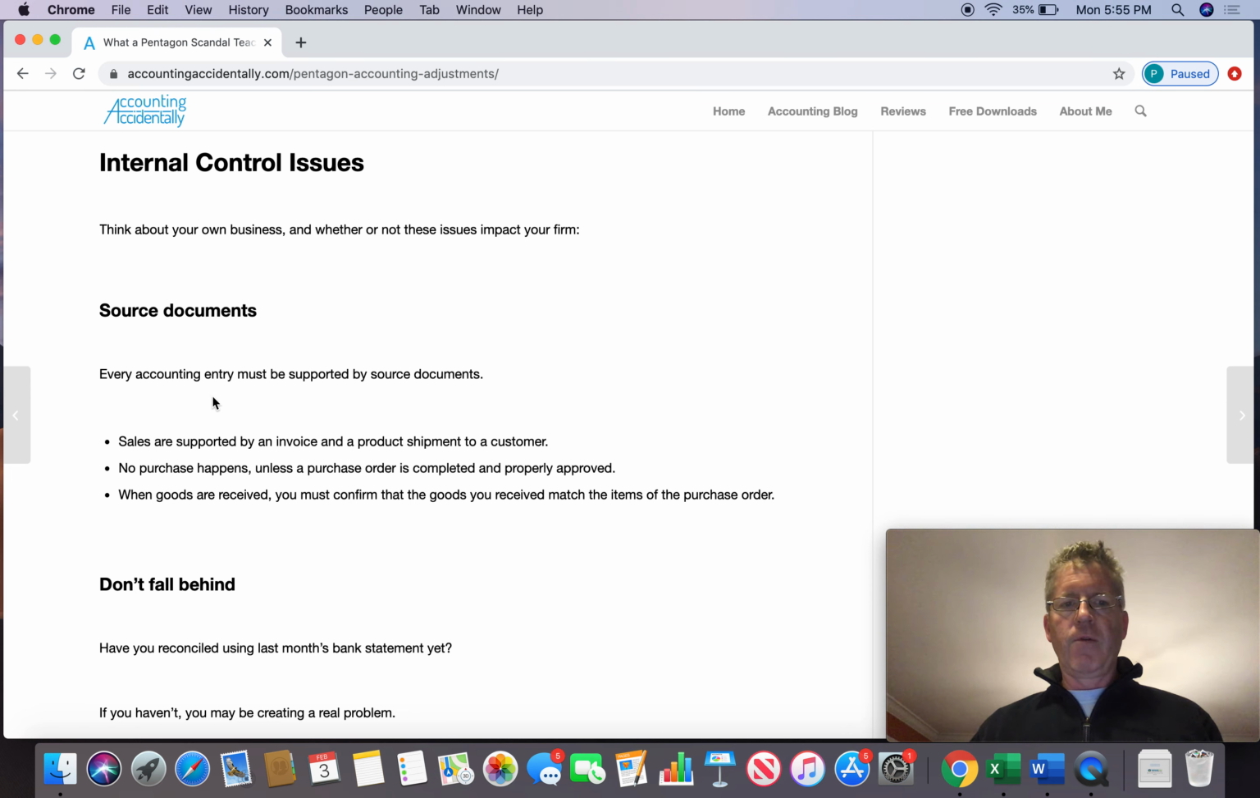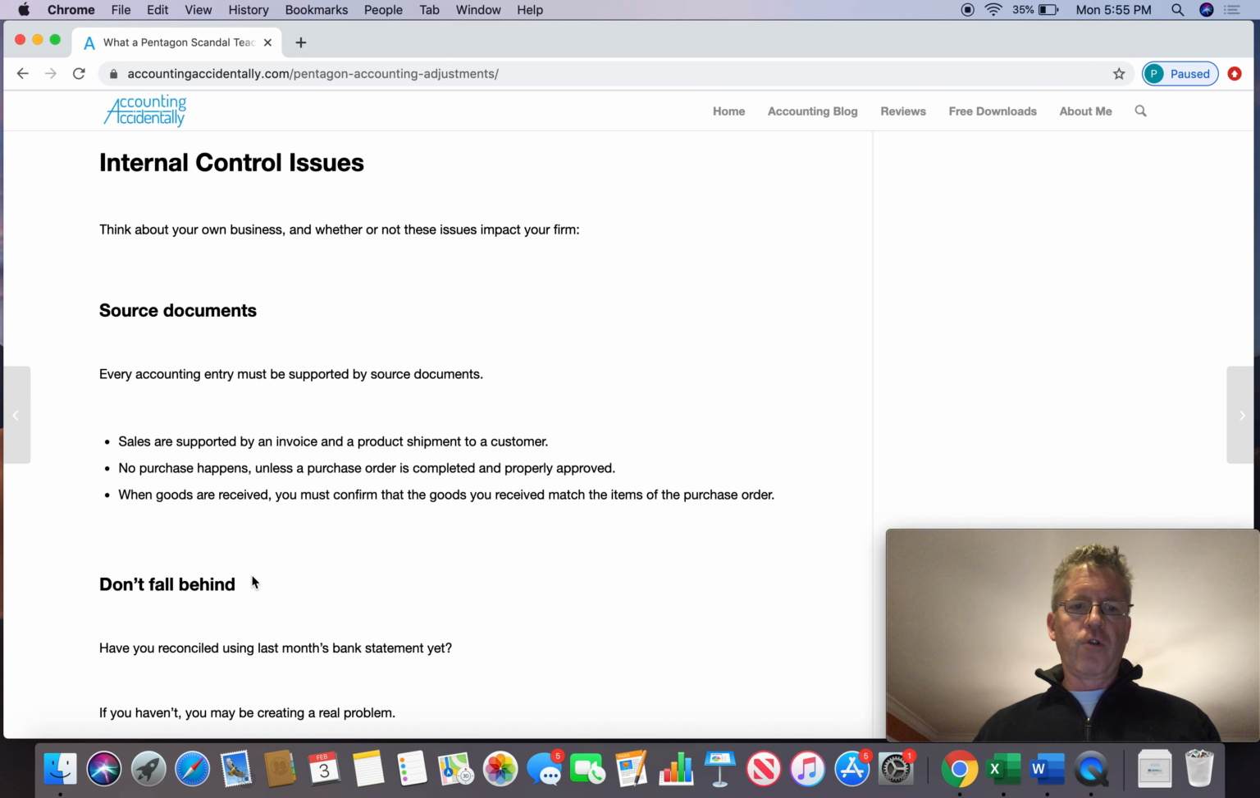Source documents. Every accounting entry must be supported by source documents. Invoices, you've got to use purchase orders. If you receive goods, you match the shipping receipt that you got with the goods to the purchase order to make sure they match. So get source documents squared away.